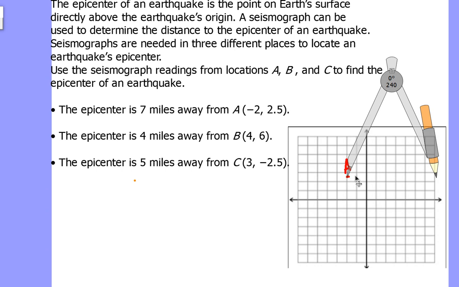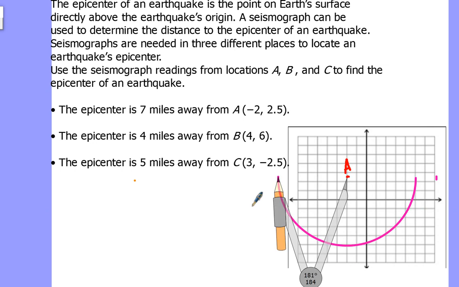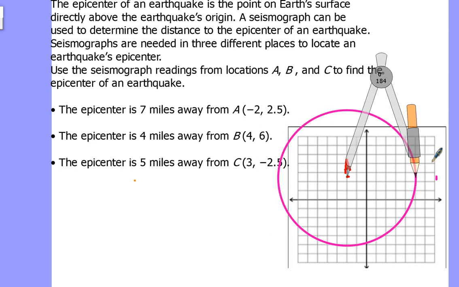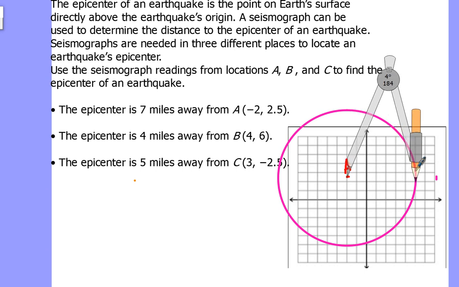So we are at 1, 2, 3, 4, 5, 6, and 7, right about here. There's our mark at 7. If I make a circle and continue around, the center was at -2, 2.5, and we end up having a circle with a radius of 7.